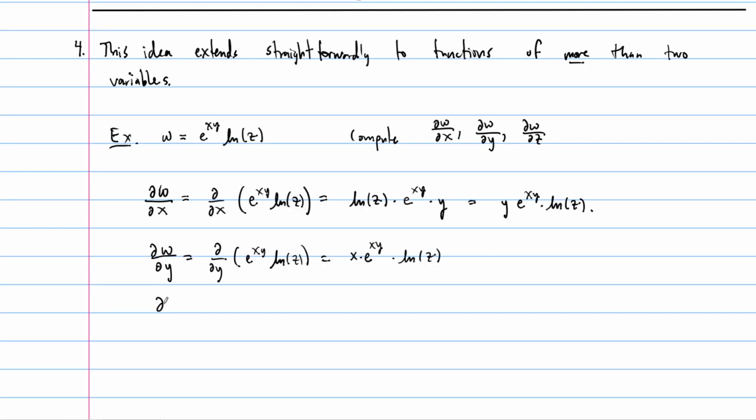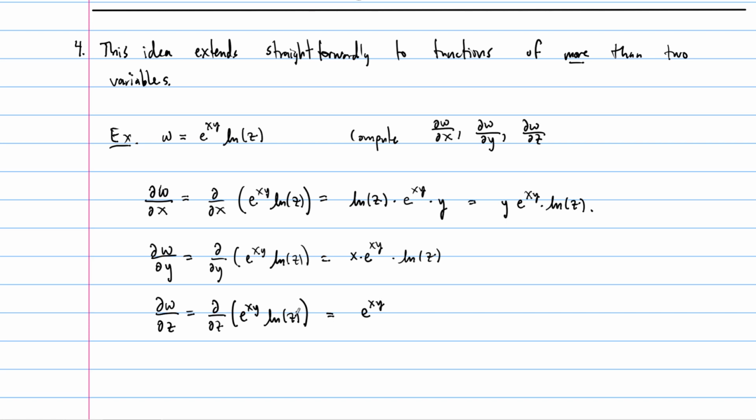The last one is the derivative of w with respect to z. I'll write it out again, but this time e to the xy, that entire term is going to be a constant because neither x nor y are z, right? So neither of them depend on z. So this e to the xy just hangs out. It's carried through. It's a constant.